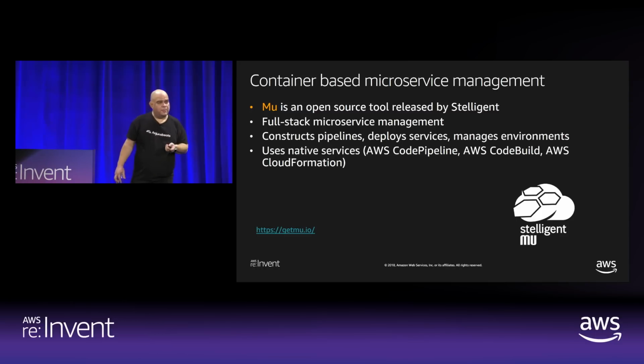So it's all about Mu being a full stack microservice management utility. You start with your components, and it builds pipelines for you. It builds your CloudFormation templates. It deploys the services, leveraging what CloudFormation brings to the table, which means you can roll back things, et cetera. We manage the state dependencies, and it can manage the environments. And it uses many AWS native services. So you can get Mu, the URL stated there, getmu.io.